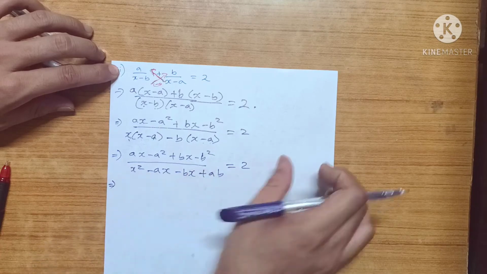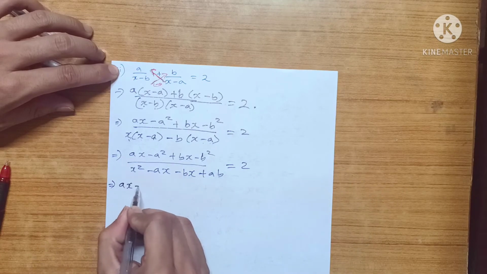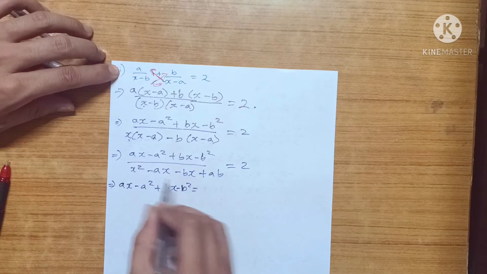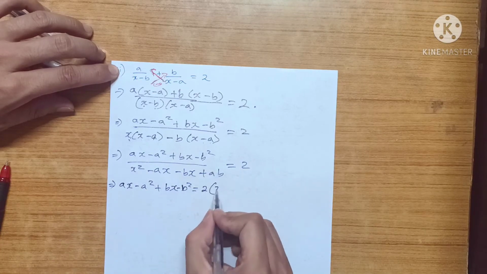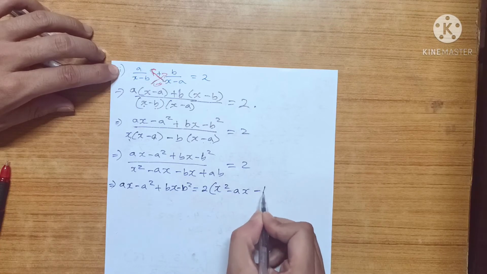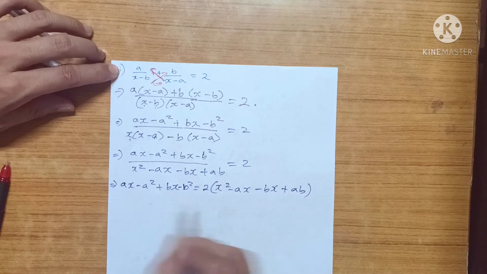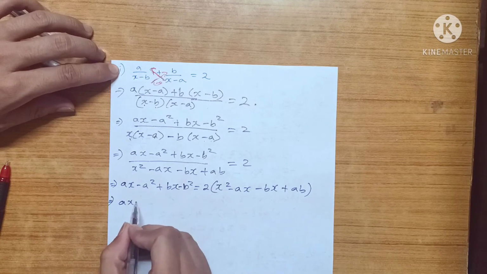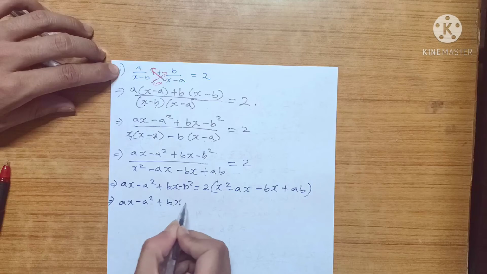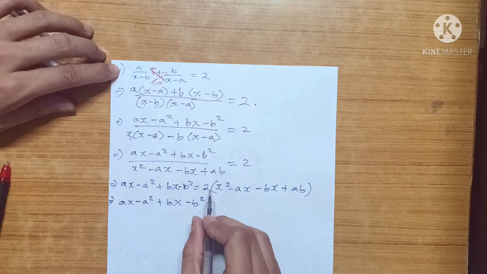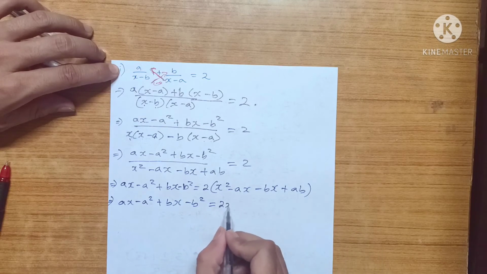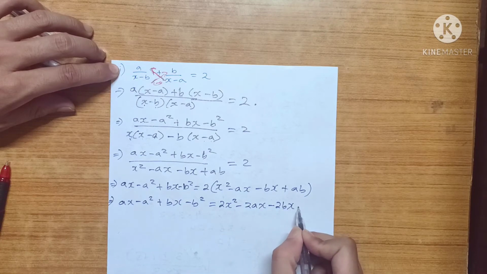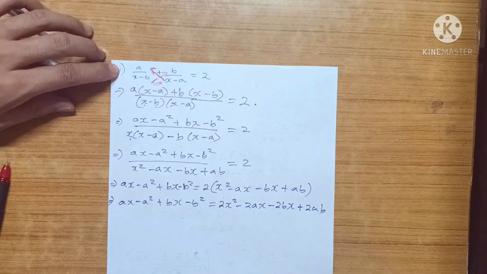Now, if I take the whole thing to this side, the denominator will go to the numerator and then it'll multiply. So something like this you should be getting. Now from here, I'll open this bracket first. So these two multiply with everything. So 2x squared minus 2ax minus 2bx plus 2ab.